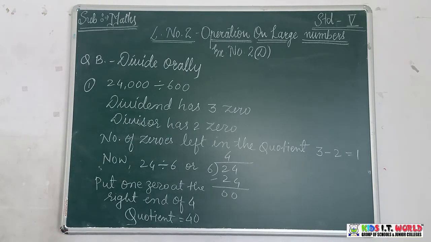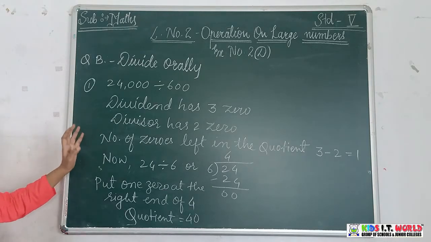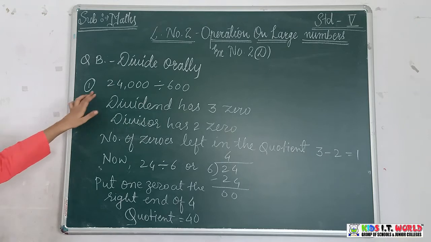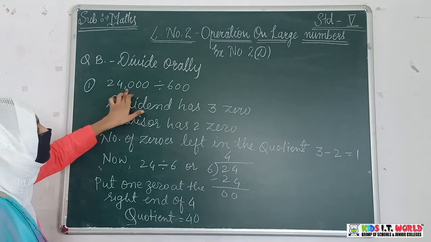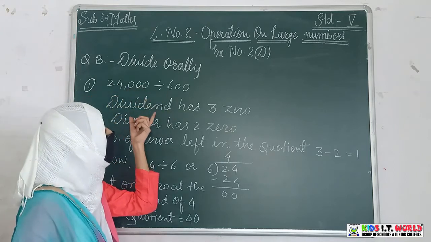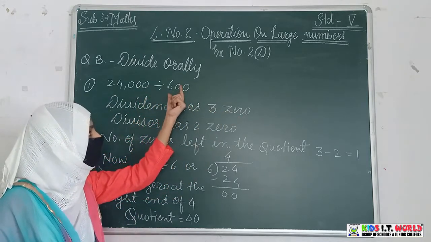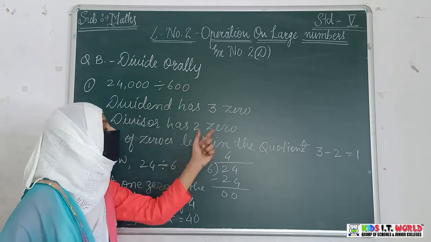Now see the next question, divide orally. It's very easy. In these two ways you can solve it. So we will see according to our syllabus. In the first step, just observe the question. How many zeros are there in the dividend? 3. So I have written here the dividend has 3 zeros. And in the divisor, how many zeros are there? 2. So the divisor has 2 zeros.